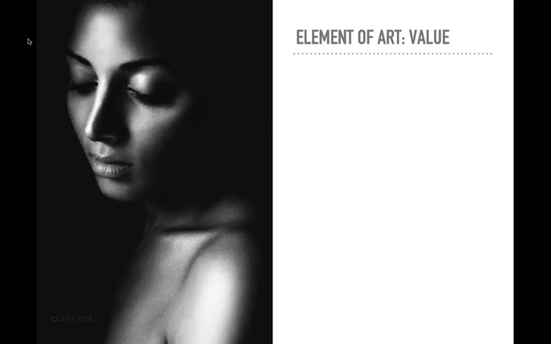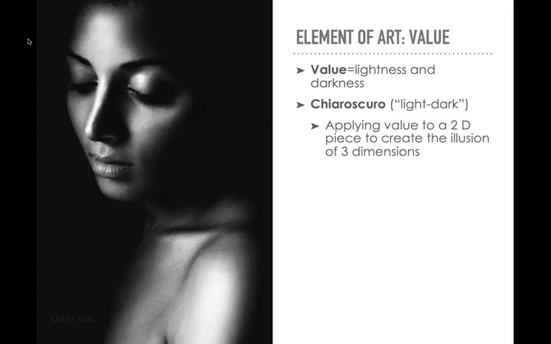Another element of art is value. Value means lightness and darkness. There are two ways to create value in art. One is chiaroscuro, which literally means light-dark in Italian. This is applying value to a 2-dimensional piece to create the illusion of 3 dimensions.